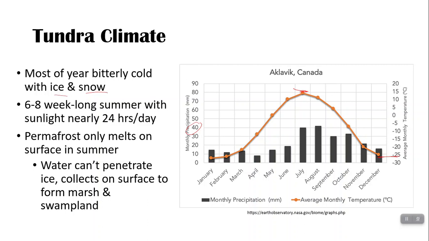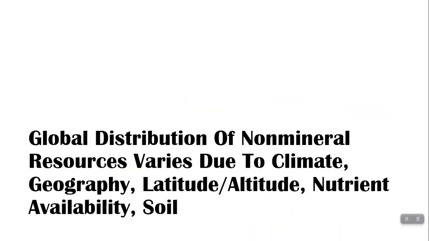So since permafrost only melts on the surface in the summer, water that falls can't get through the ice, and the water from melting can't get through the ice, so it just collects on the surface, and the tundra actually becomes a marsh or a swamp in the summer, and it's pretty rich in resources, so a lot of animals migrate there for the summer to get their buffet on.